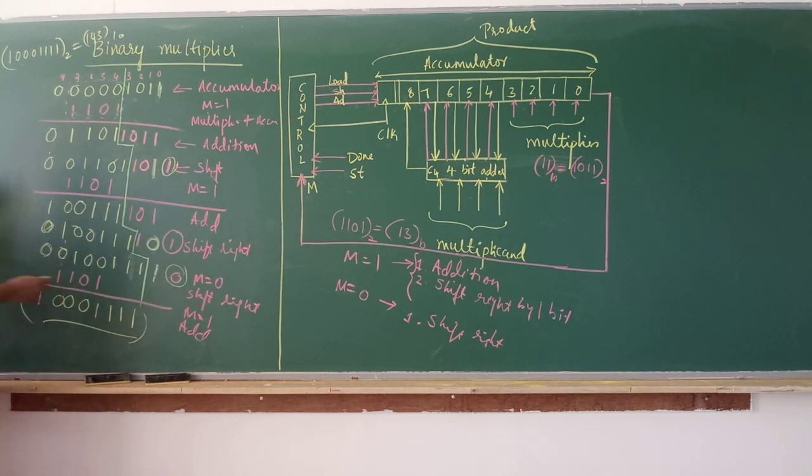Is this answer the same as the answer 143? Yes, right? So 1 0 0 4 ones. So this is how the multiplication will be done with this circuit.